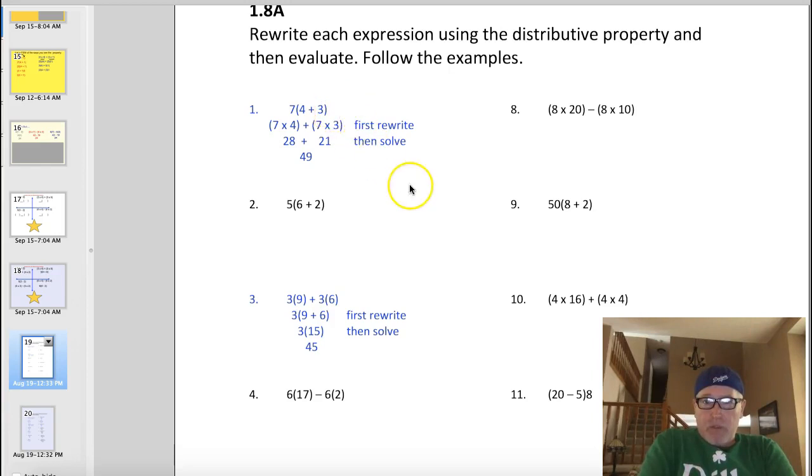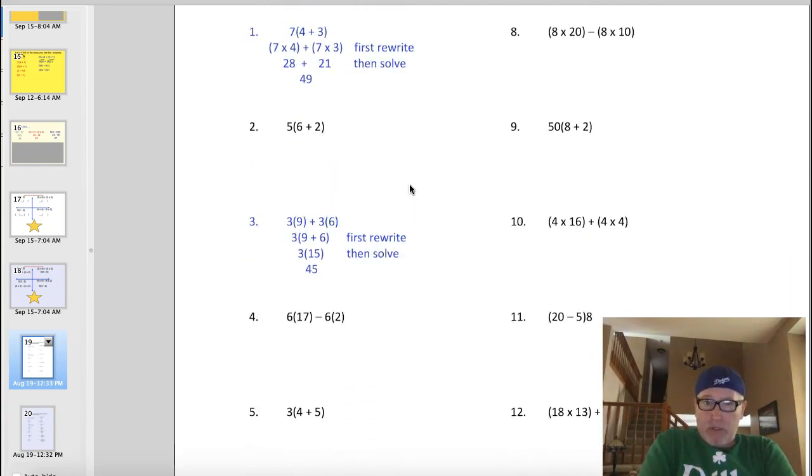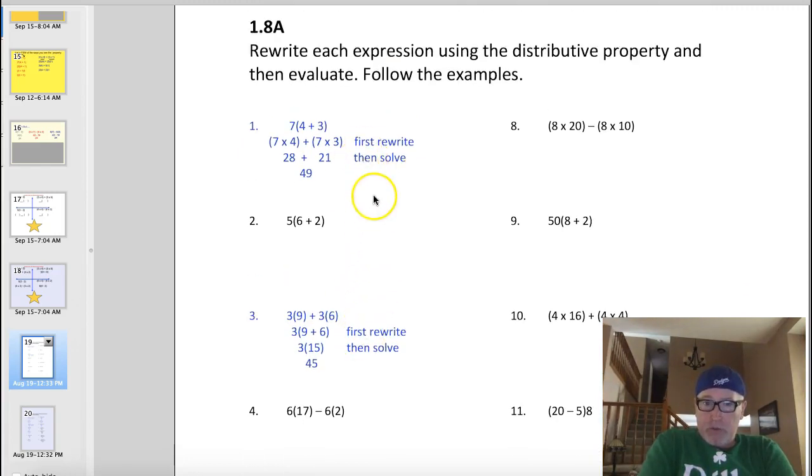I am going to have you do the other 12 problems on there. There's a total of 14. I've done 2 for you. I've modeled them. I want your work to look just like mine. I'd like you to do one of 2 things. I guess you could do one of 3 things.